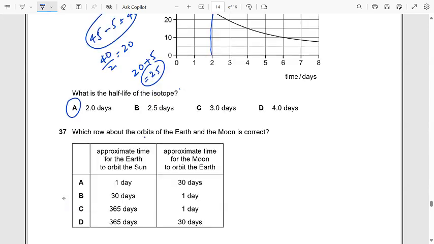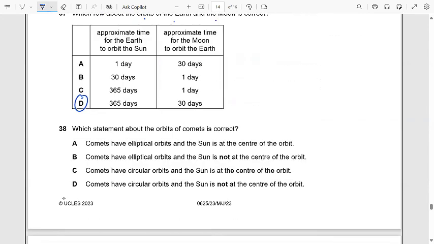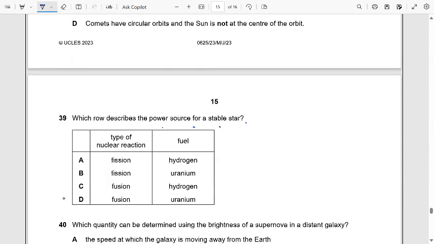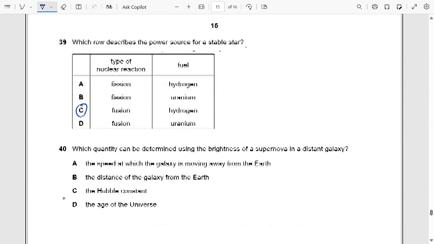Which row about the orbit of Earth and Moon is correct? This D. Which statement about the orbits of comets is correct? B. Elliptical orbits and the sun is not at the center of the orbit, right? Which row describes the power source from a stable star? Fusion होती है और हाइड्रोजन उसका फ्यूल होता है.